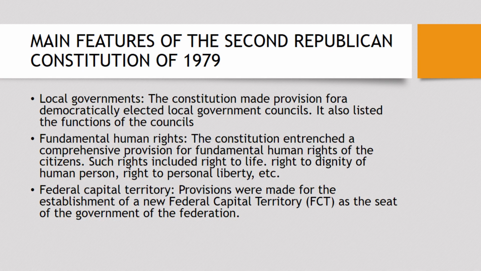Local governments. The Constitution made provision for a democratically elected local government council. It also listed the functions of the council. So, another feature of the Second Republican Constitution of 1979 is the Constitution made provision for democratically elected local government councils. And it also listed the functions of the councils.